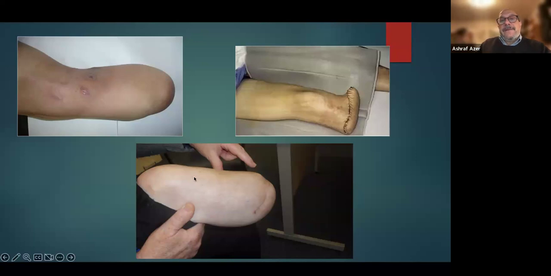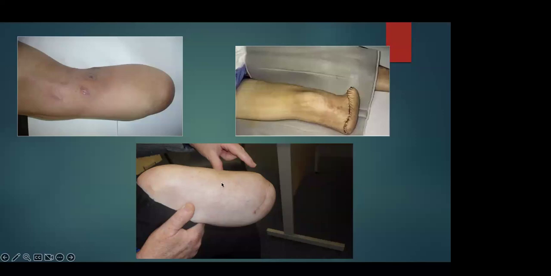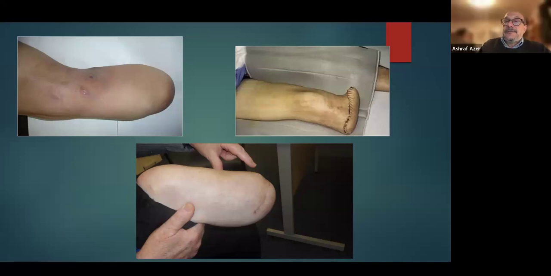Now, what about this? This is my patient in my clinic here. What is he pointing at? Is it the bony prominence? Why is it happening, Dr. Ahmed?